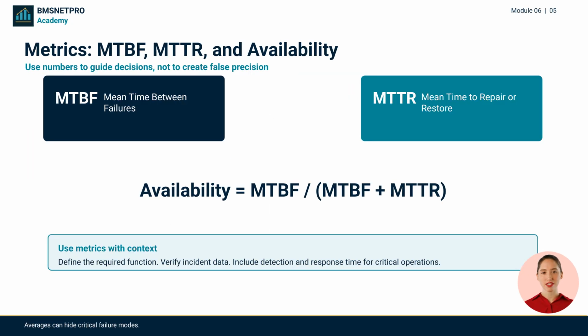MTBF measures the average time between failures. MTTR measures the average time to repair or restore. A simplified availability formula is MTBF divided by MTBF plus MTTR. This formula is useful for comparison, but it is not a substitute for defining the required function and verifying the quality of the incident data.